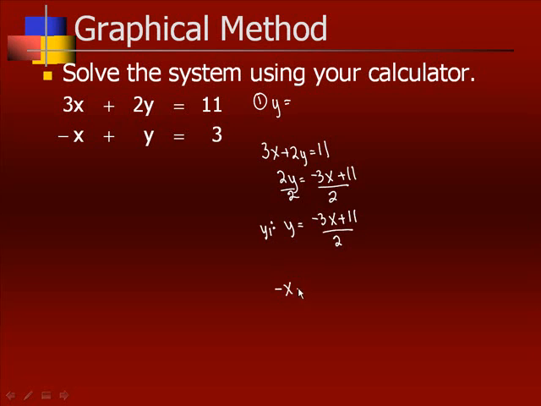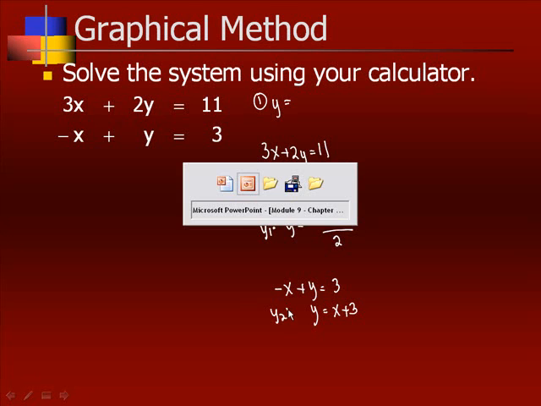y2, the second equation, negative x plus y equals 3. We're going to add x to both sides, so y equals x plus 3. This is what we're going to enter in our calculator as y2.